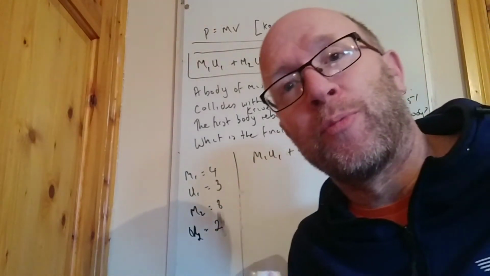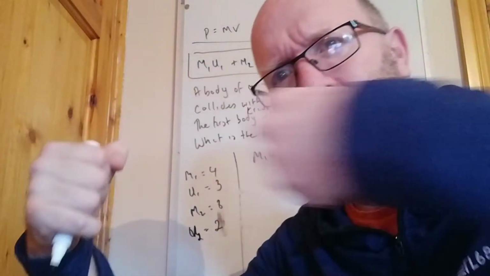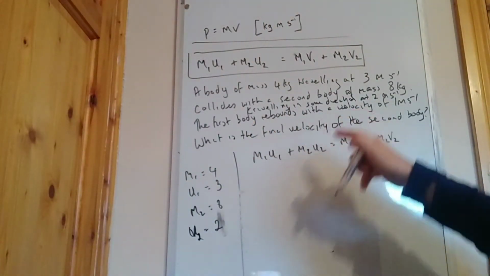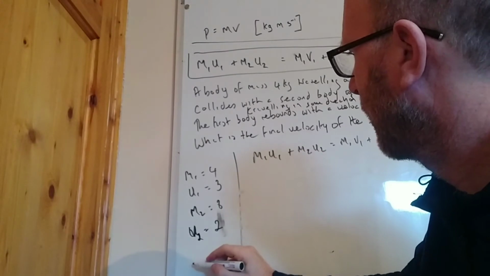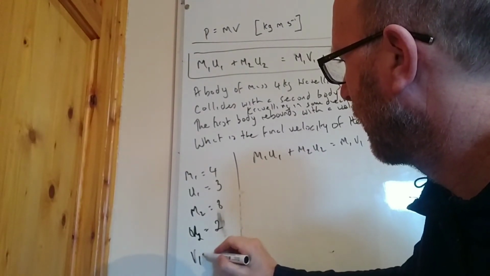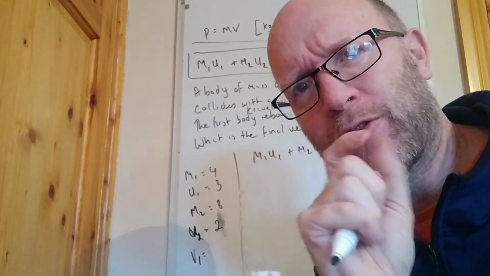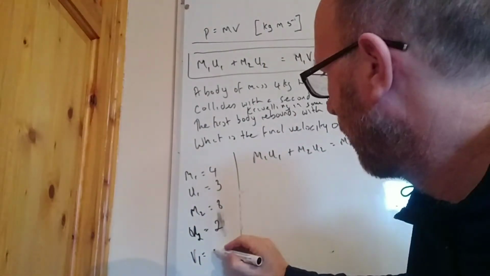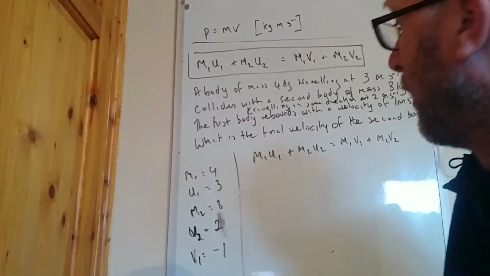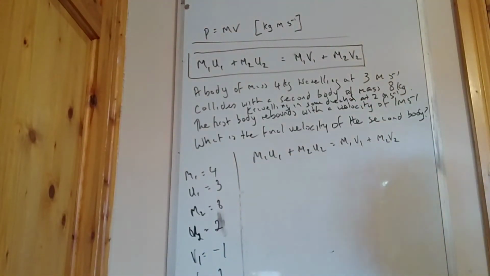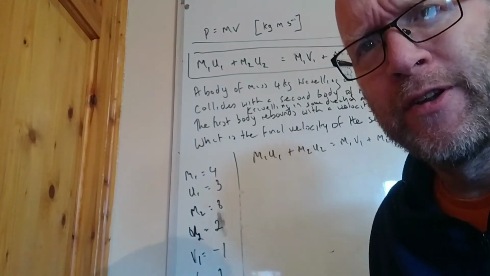So it catches up. The first body is catching up and hitting the second body, but when it hits it, it rebounds. So the first body rebounds at a velocity of 1 meter per second. Its final velocity, since it has rebounded, is in the opposite direction. This is the crucial point: it's minus. So you have minus one, and you're asked for the velocity of the second body. Everybody clear on that? Pause it if you need to and have a look at it.